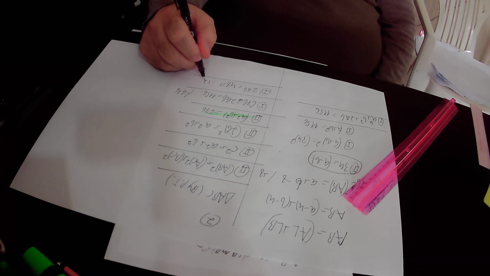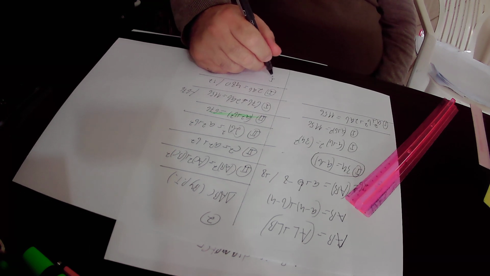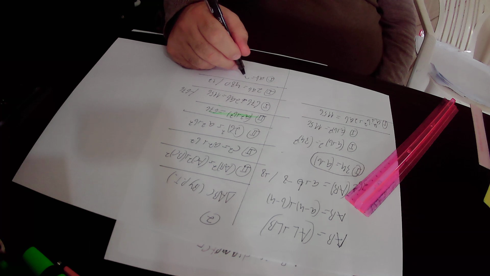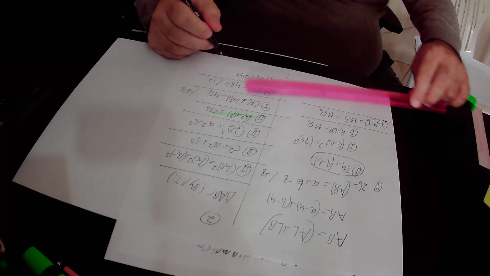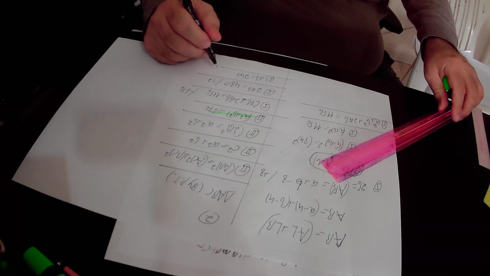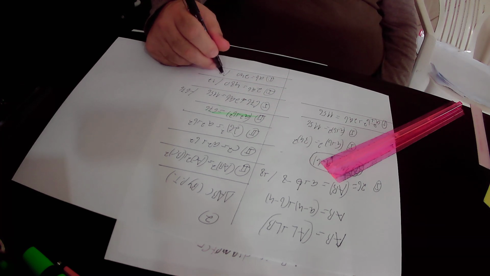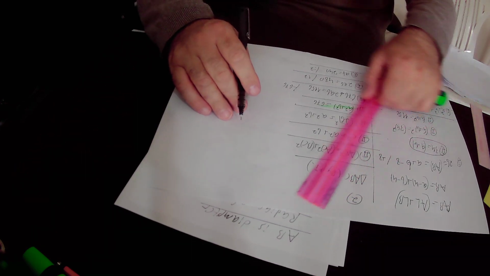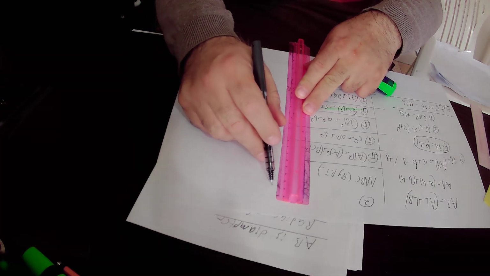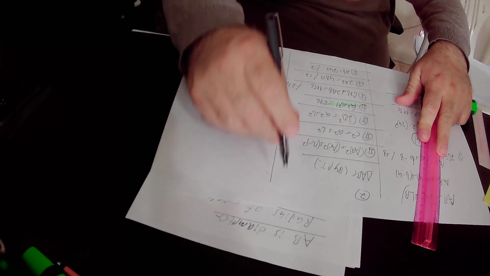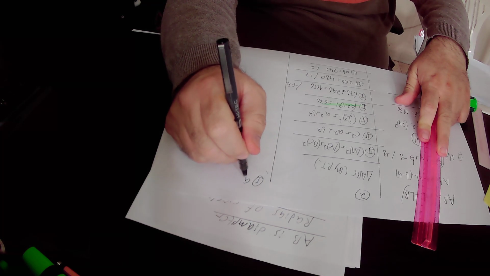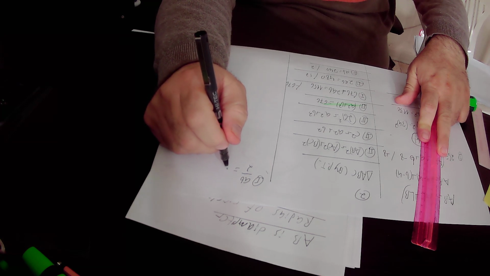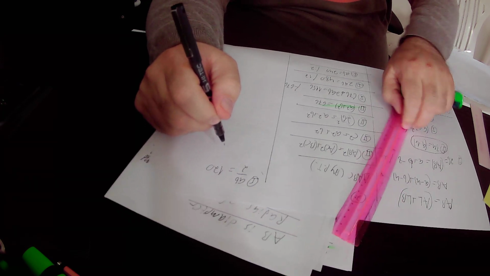We divide this equation by 2, and we get that A times B equals 480 over 2, which is 240. And we divide the equation by 2, and we get that AB over 2 equals 240 over 2, which is 120. Okay?